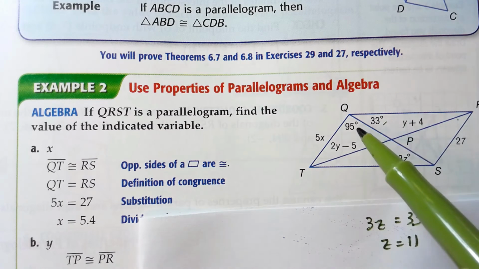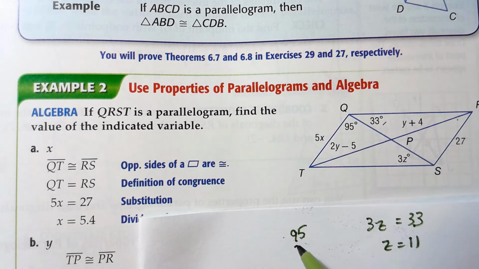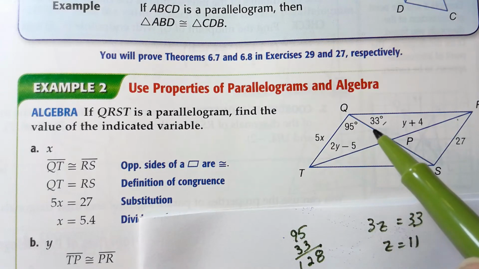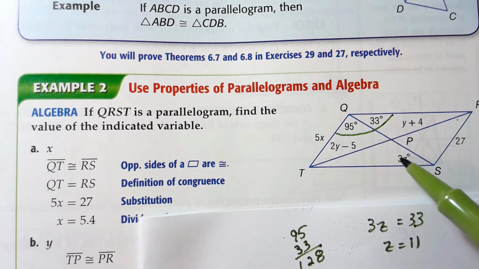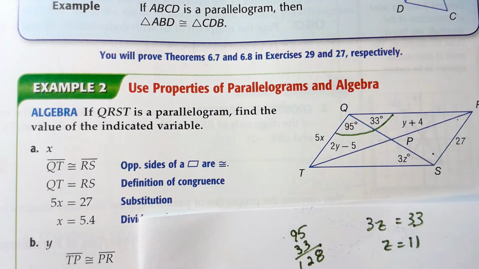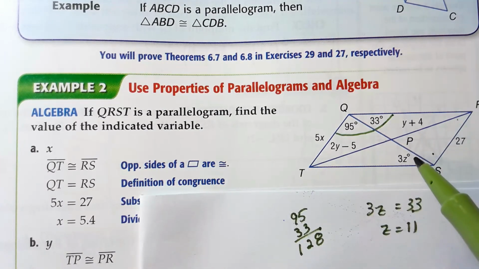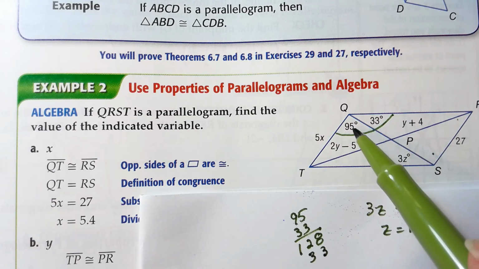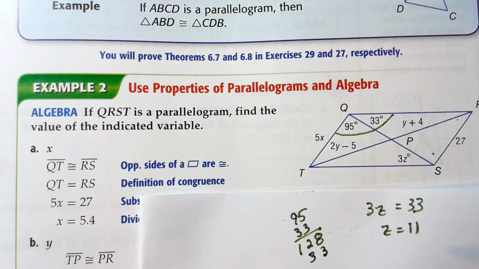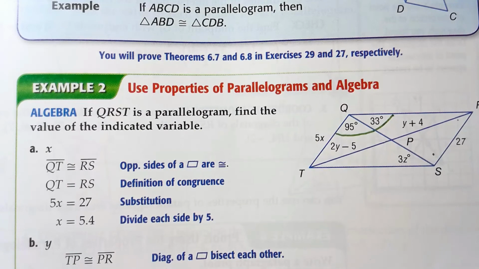Now look, 95 plus 33 is 128. So angle Q, this whole thing, is 128 degrees, so this whole thing here has to be 128. If I needed to find this angle, I would do 128 minus 33, since z is 11 and 11 times 3 is 33. That gives me 95. You see how that's 33 and that's 33? That would be 95 and that would be 95. Okay? Piece of cake.